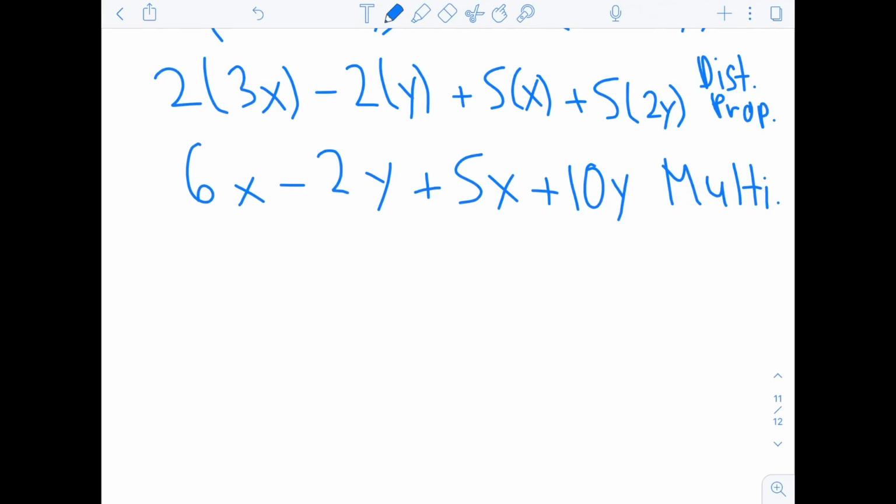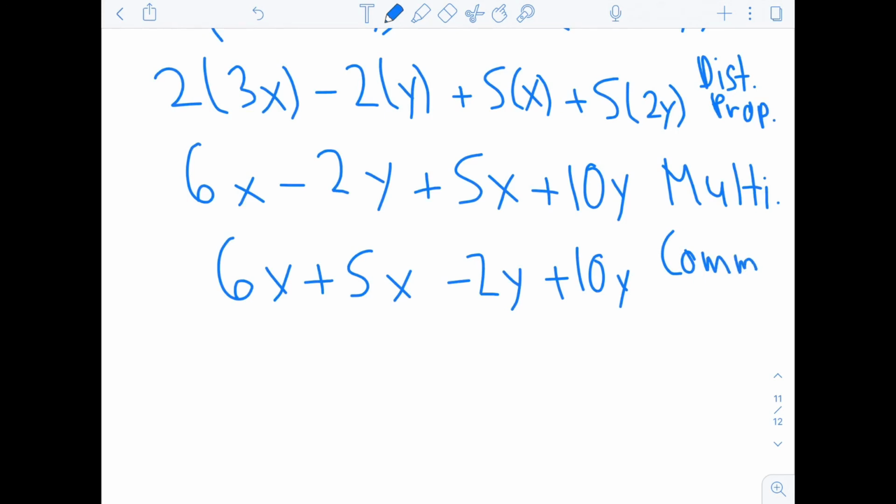Now we can use the commutative property and rearrange this so that all the variables are in the same area. So we're going to put 6x plus 5x minus 2y plus 10y using the commutative property of addition. And the reason why I put the x's on one side and y's on the other side is because they are like terms and we can combine them.